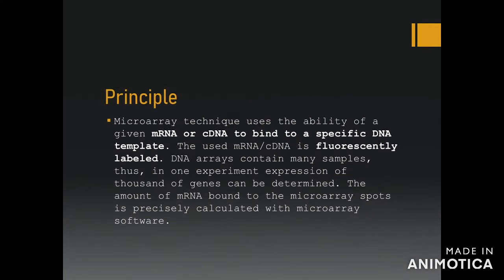Then coming on to its principle, the microarray technique uses the ability of a given mRNA or cDNA to bind to a specific DNA template. The mRNA or cDNA used here is fluorescently labeled, and the DNA array contains many samples. Thus, in one experiment, expression of thousands of genes can be detected. Simultaneous detection of genes can be done here, and the amount of mRNA bound to the microarray spots is precisely calculated with microarray software.